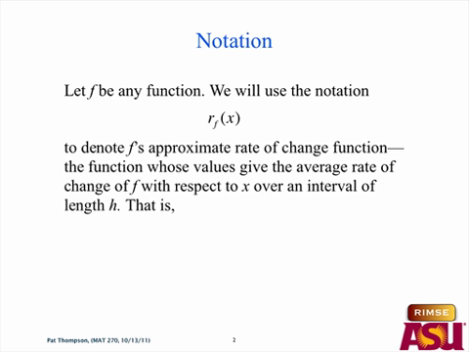So you all should be able to write what the rule is for that function. See if you can do it. So r... what is it? The approximate rate of change function that gives the average rate of change of f with respect to x over an interval of length h. Go, write it down. Everyone should be able to do it. We want the average rate of change of f with respect to x over an interval of length h.